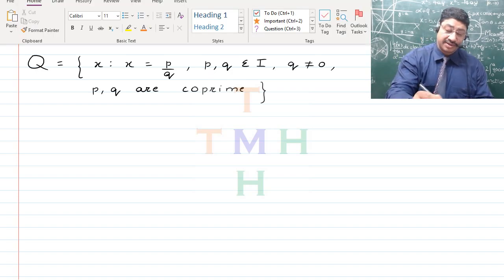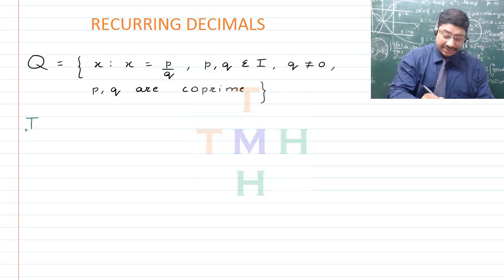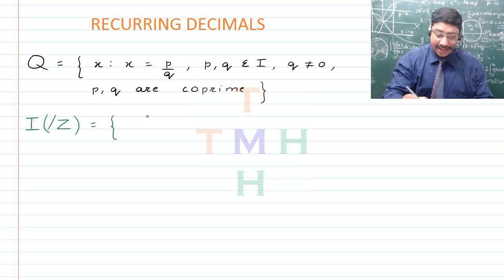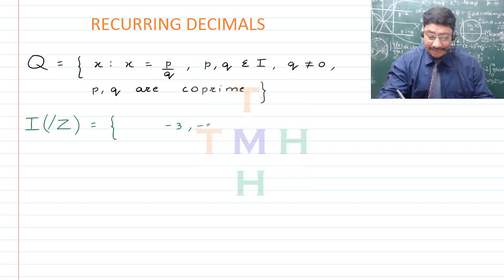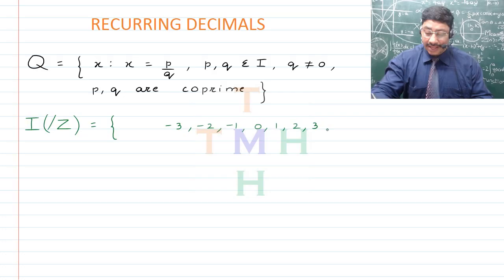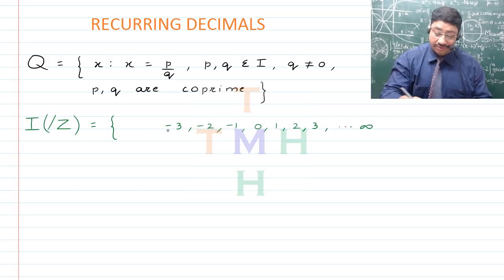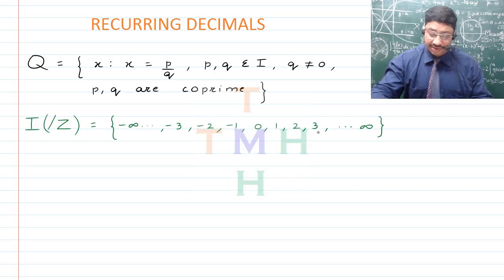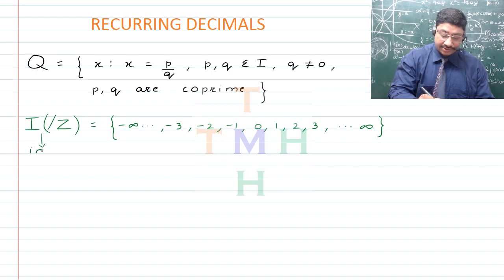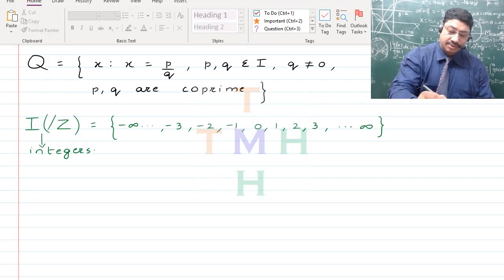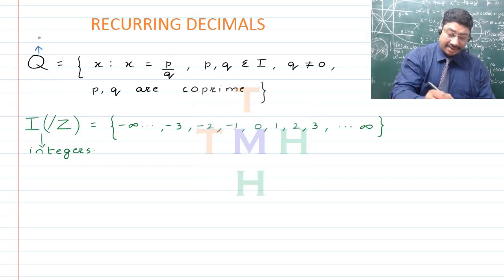Now if we talk about the set of integers, do remember that it is either represented by capital I or sometimes it is also represented by capital Z, and that is given by say -3, -2, -1, 0, 1, 2, 3, and all of this continues up to infinity on the right hand side, and on the left hand side all of this will continue up to -infinity, and this children is the set I of integers.